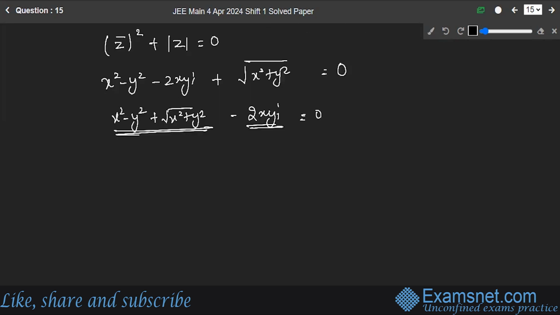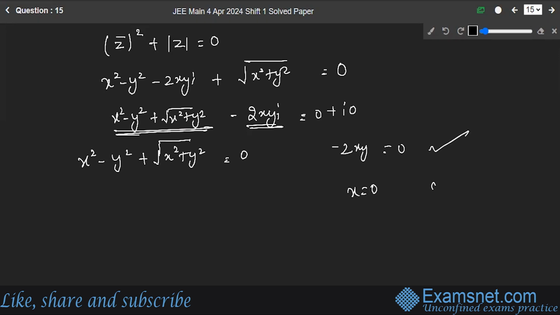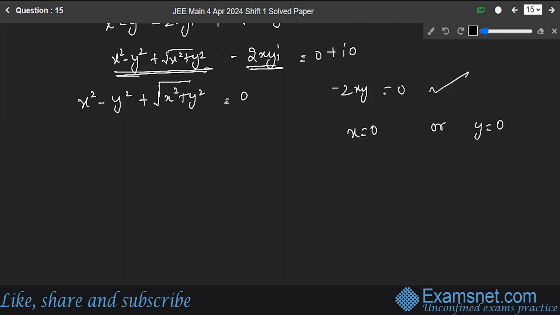So this means x squared minus y squared plus root of x squared plus y squared is equal to 0, and 2xy is also equal to 0. See, this is possible only when either x is equal to 0 or y is equal to 0, any one of them. Correct. So let's say when x is equal to 0, what will this equation be?